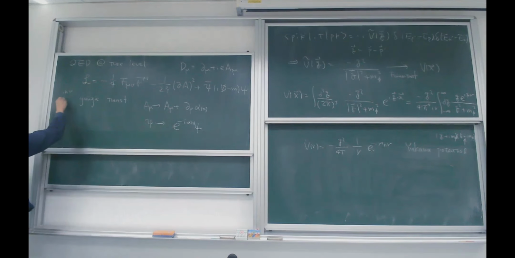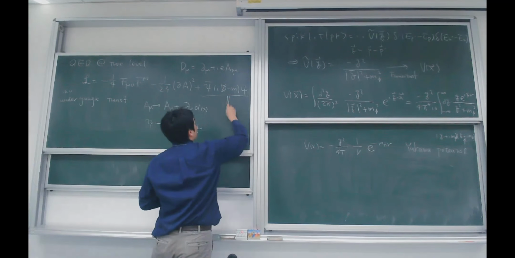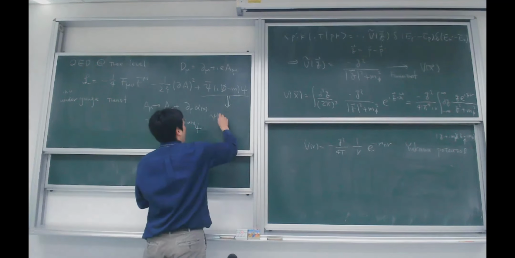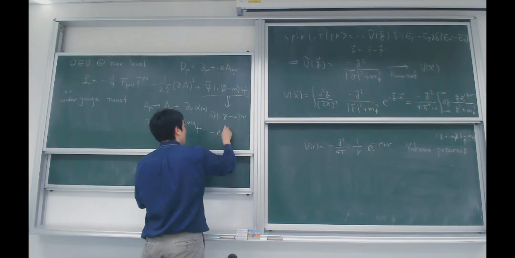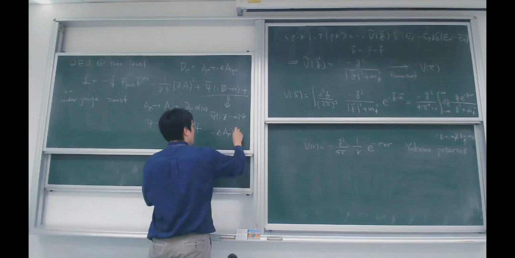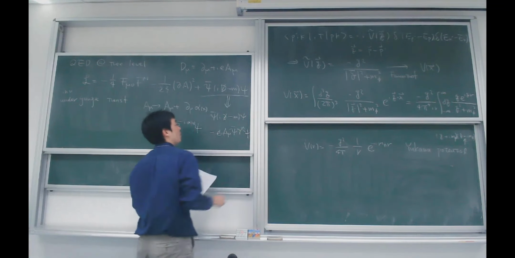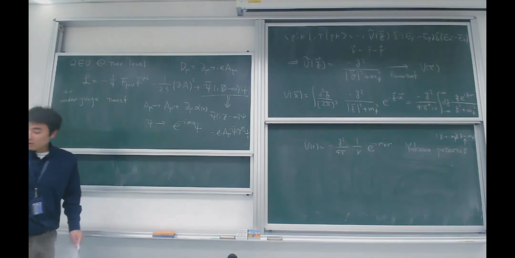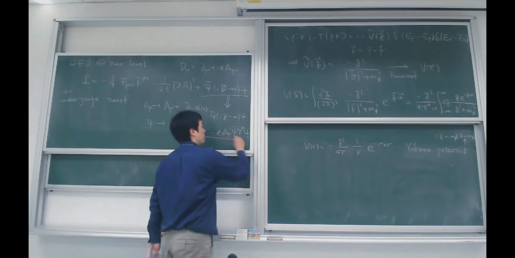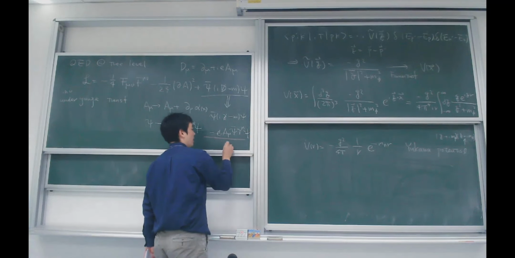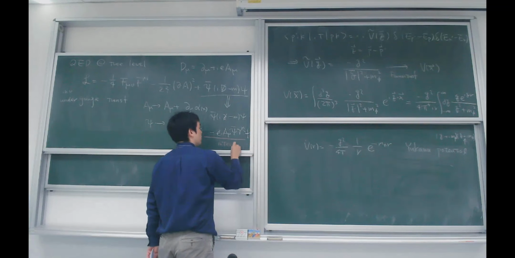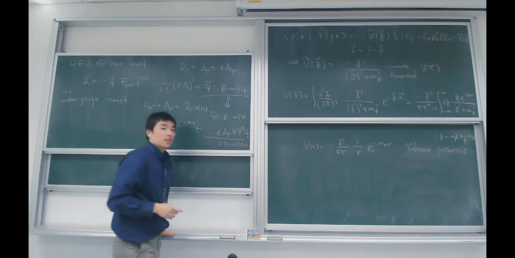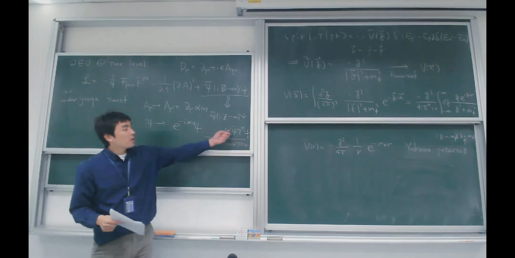Okay, and let's decompose this term as follows. This is psi bar i partial mu plus minus i e A mu, like this. It can be written like this, and this will give you the interaction term in QED. So the fermion interacts with the gauge field.